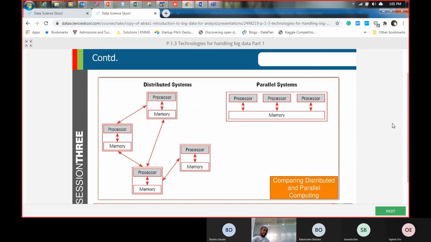Which means in a distributed system, you have one processor, one memory. In a parallel system, you have multiple processors and one memory. So can we take parallel systems and connect them in the distributed network and see how it's going to perform? Simple. That is one way to reduce the latency problem for big data.